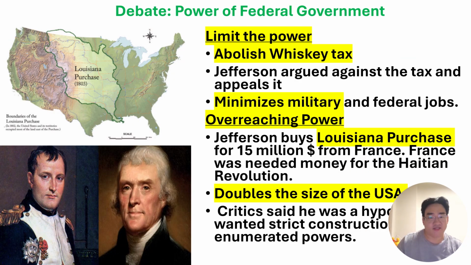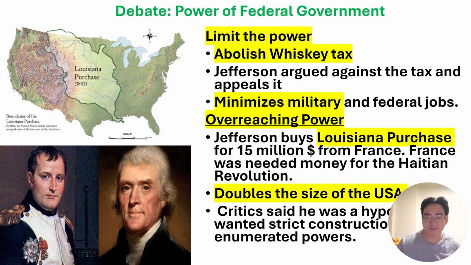So one of the debates is how much power should the federal government have? Jefferson is going to campaign on the promise of limiting the government's power instead of the Federalists who wanted to expand its power. He's going to get rid of the whiskey tax that was established under George Washington. He's going to reduce the size of the military, but at the same time, he's going to purchase the Louisiana Purchase, which is an overreach of the federal government's power.